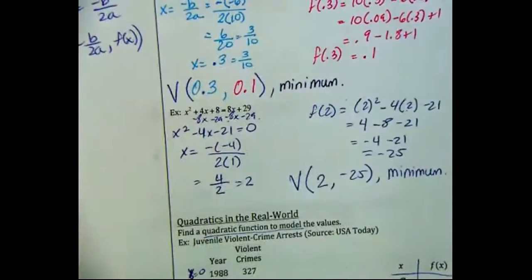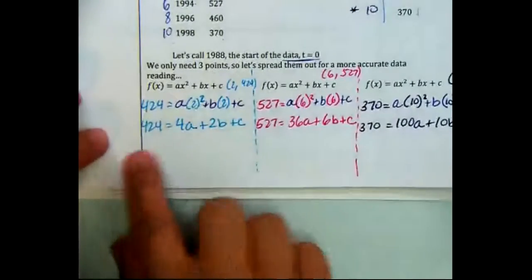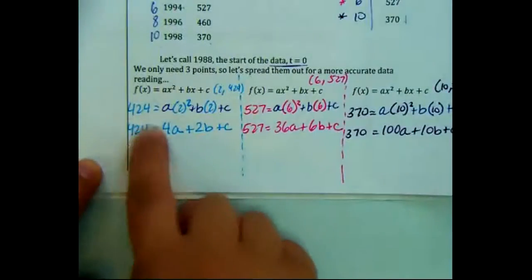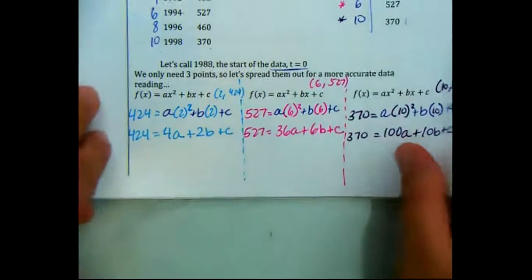It's a process, I'm not gonna lie. It's most definitely a process. So I'm gonna go ahead and rewrite my 3 equations here on the back page, because that's where we're working with them. Okay, so I have 424. I'm gonna flip this. I'm gonna move this y over to this side. So 4a plus 2b plus c is equal to 424.